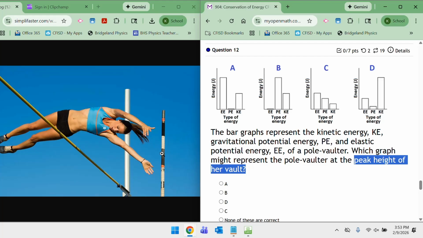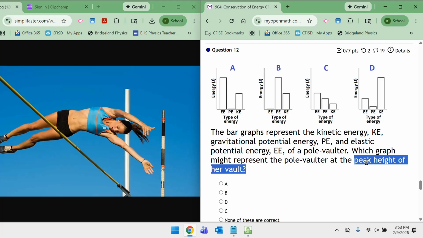Okay, at her peak height, this pole is no longer bent, which means we do not have elastic potential energy at the peak height. Okay, if you look at these, the only one that doesn't have that is B. You only have elastic potential energy when you have stretching, compressing, or deformation of your object. If it's a straight post like this, it's no longer there. Okay, it has to be deformed and trying to return back to its normal shape.